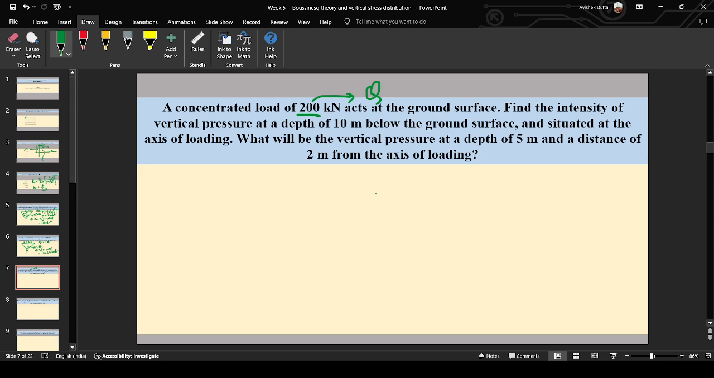Now this question has two parts. The first part, depth is 10 meter, Z equals 10. R equals, situated at the axis of loading, so R equals 0. In the second part, Z equals 5. R equals how much? Distance of 2 meter from the axis of loading. R equals 2.